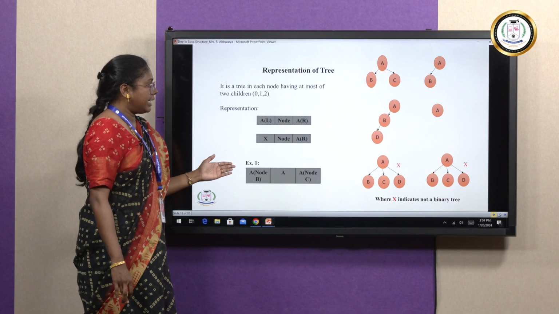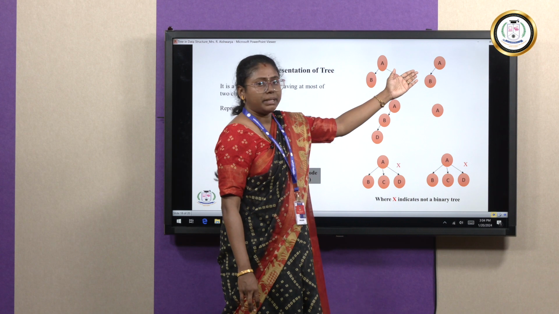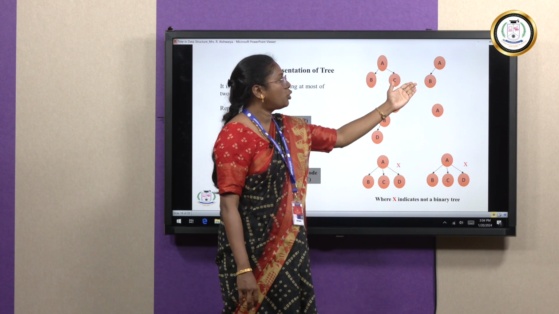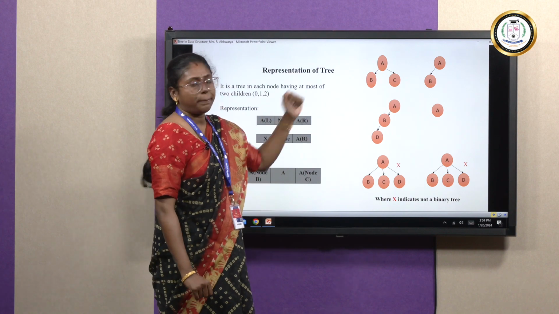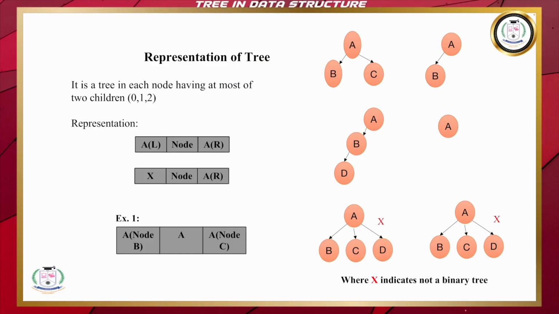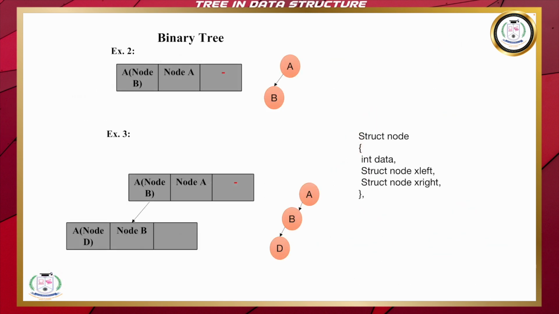Next, another example. This is also considered a binary tree. There is a root node and one child node. How to represent it? A will be the intermediate. On the left side we have the B node, and on the right side we don't have any node, so we conclude with a null. So in the next one, node A, here we have the B node, and here we have a null value.